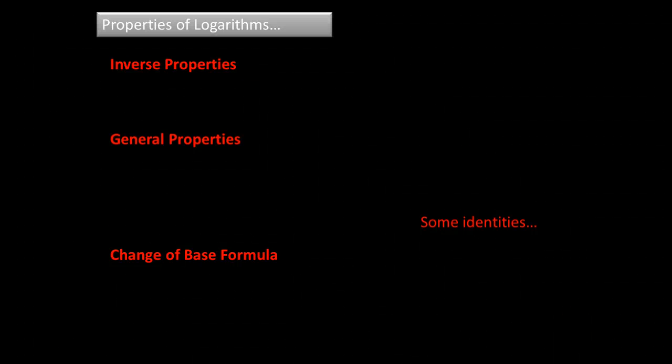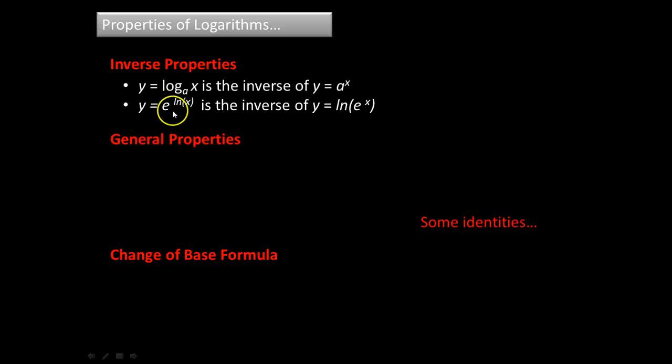Then the last thing in section 1.5 is going back and revisiting the properties of logarithms that I'm sure you remember from your pre-calculus. So first, just a couple of inverse properties. The log base a of x is the inverse of y equals a to the x, and y equals e to the ln of x is the inverse of y equals the ln of e to the x. Some general properties or rules that we follow for logs.